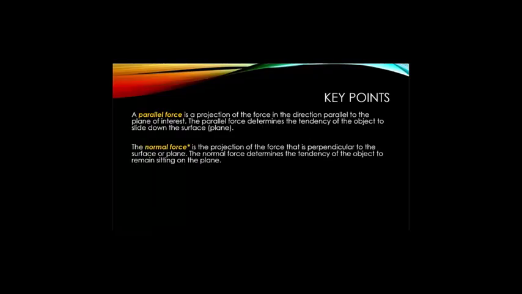There are some key points to keep in mind. A parallel force is a projection of the force in the direction parallel to the plane of interest. The parallel force will determine the tendency of the object to slide down a surface or a plane. A normal force is the projection of the force that is perpendicular to the surface or plane of interest. The normal force determines the tendency of an object to remain sitting on a plane.